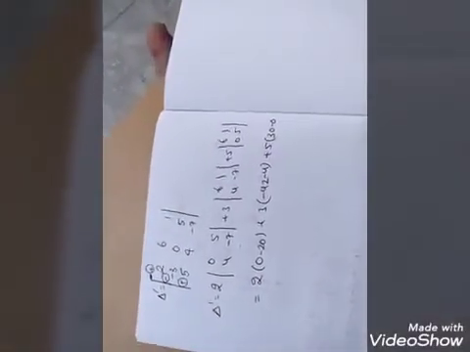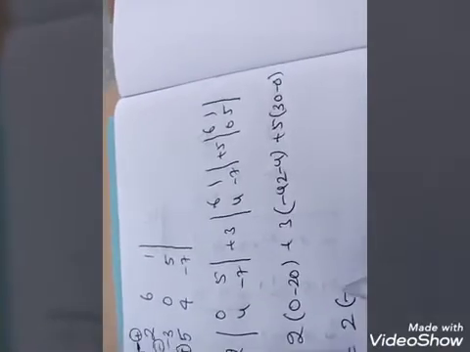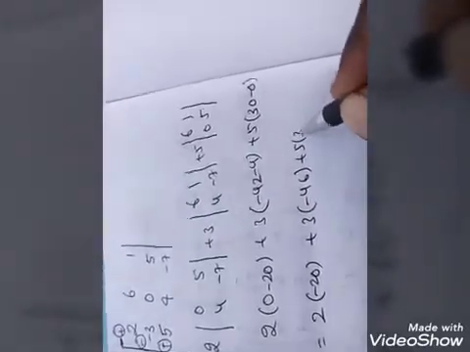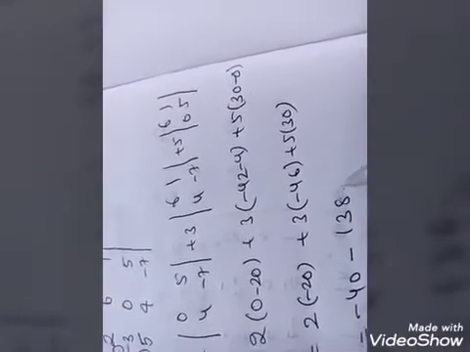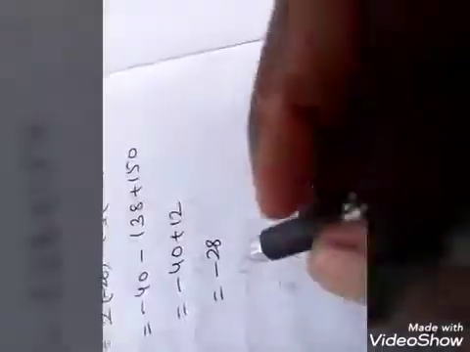Now observe, 2 into minus 20, plus 3 into minus 46, plus 5 into 30. This is minus 40 plus, here minus 46 times 3 is 138, plus 150. Again this is minus 40 plus 12, that is equal to minus 28. Now what you got? Delta is minus 28. Delta dash is minus 28.